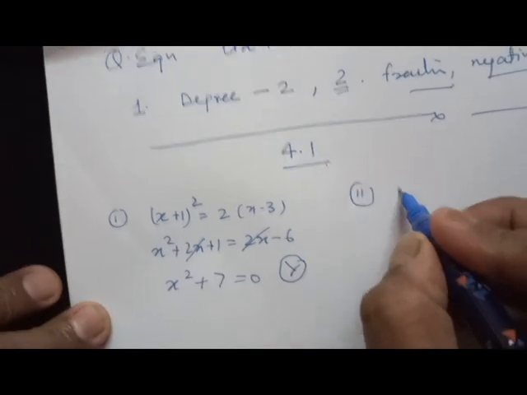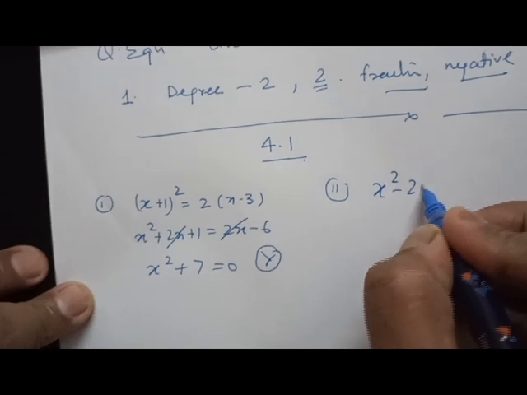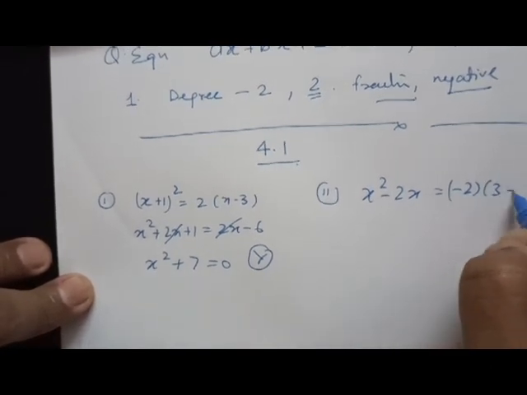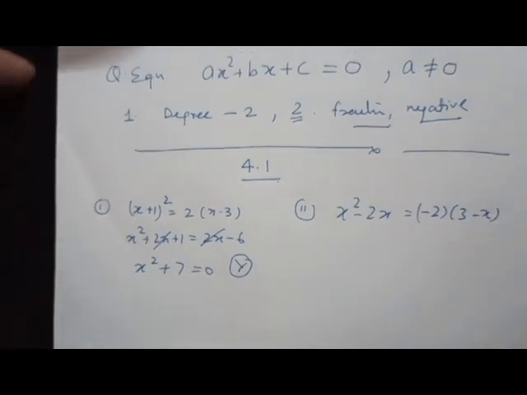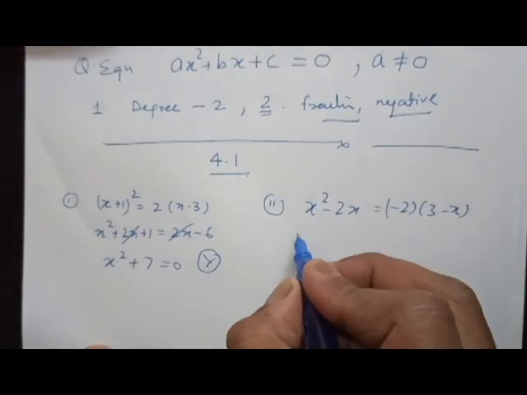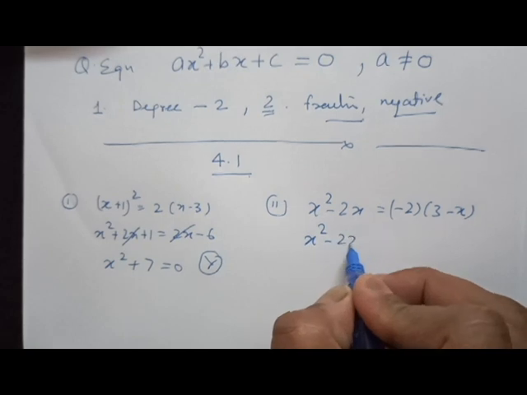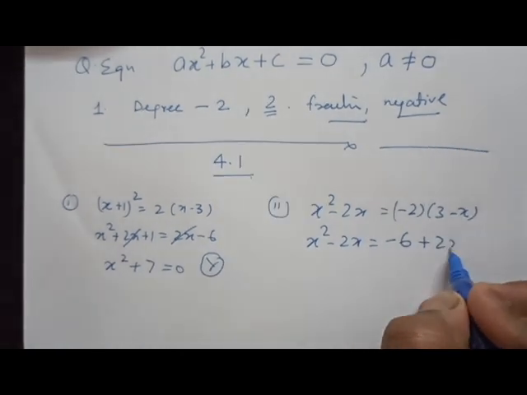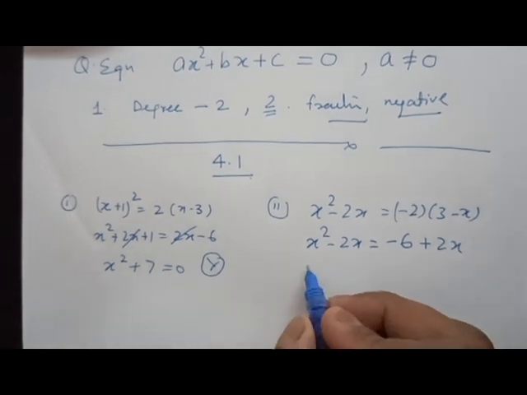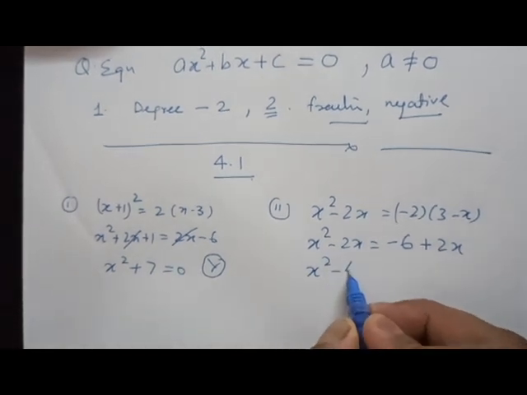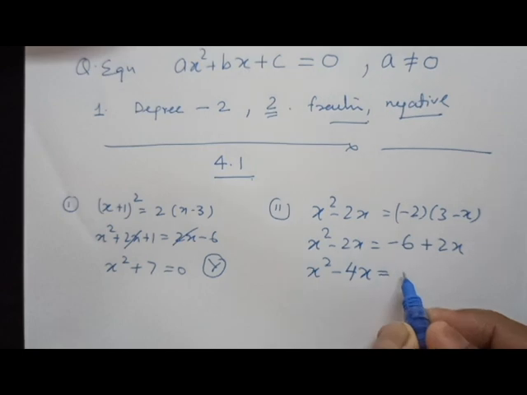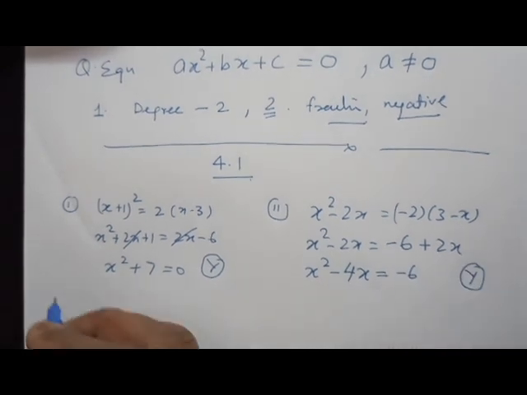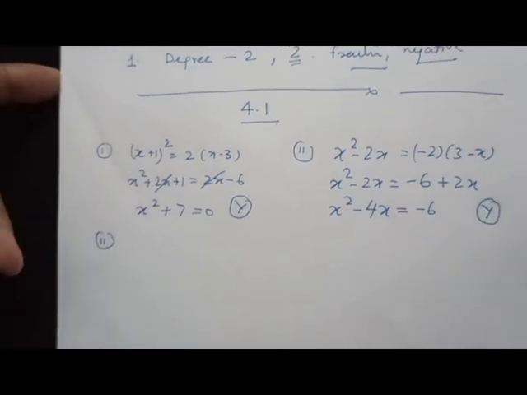The second one, x square minus 2x is equal to minus 2 into 3 minus x. Again, open the brackets. When you open the bracket, x square minus 2x is equal to minus 6 plus 2x. Bring the terms to the same side. x square minus 4x is equal to minus 6. This is a quadratic equation. Yes, this is a quadratic equation.